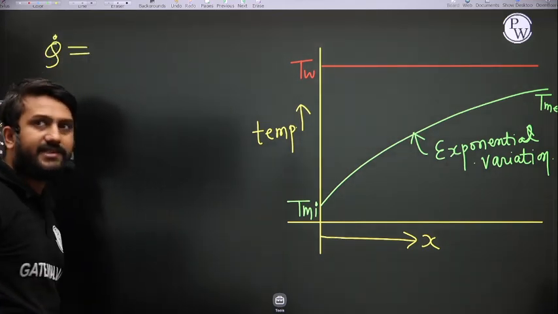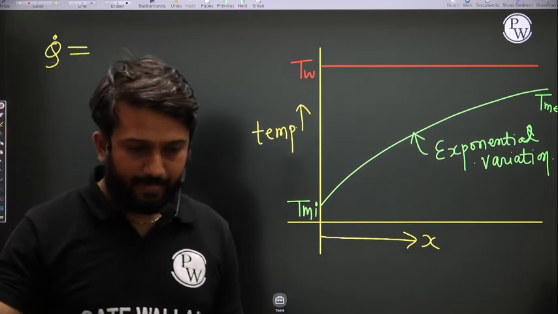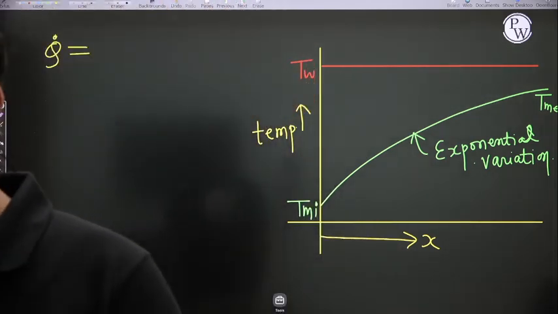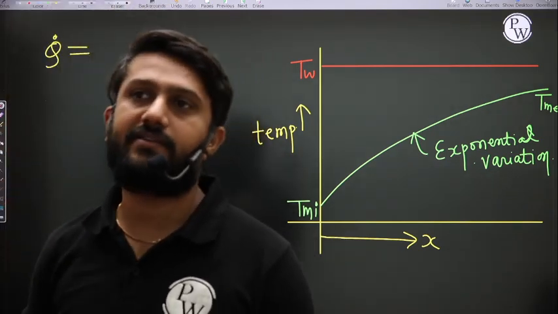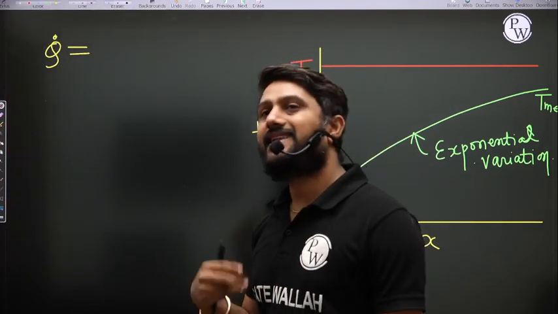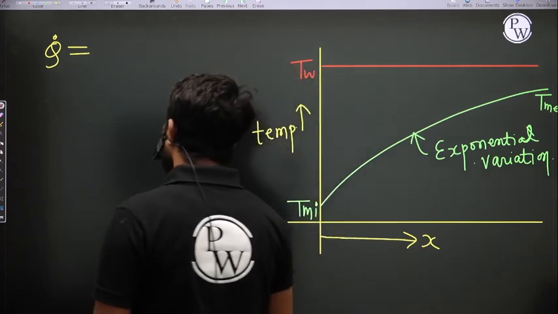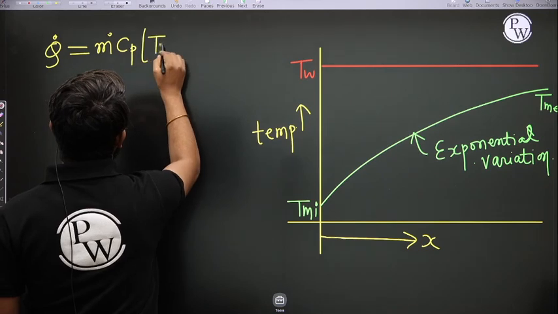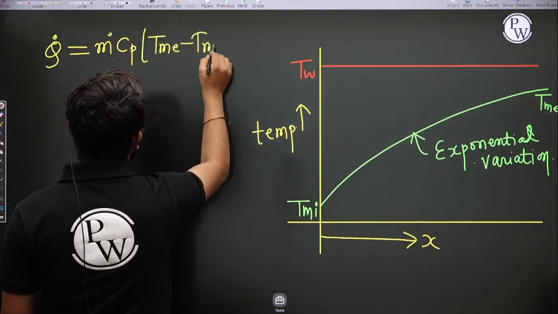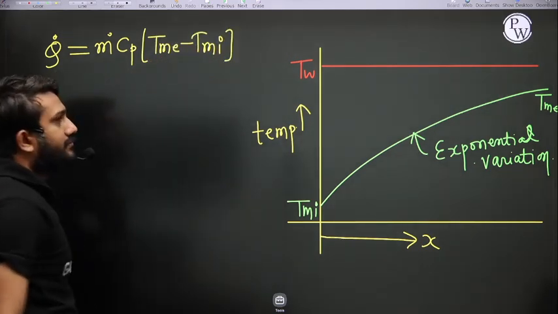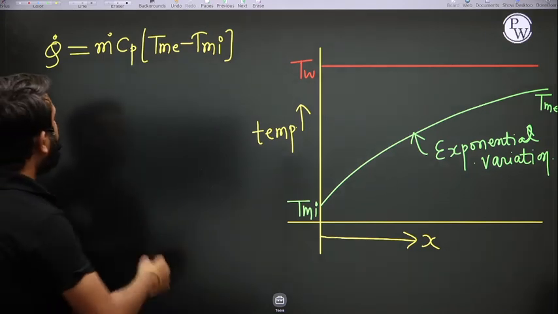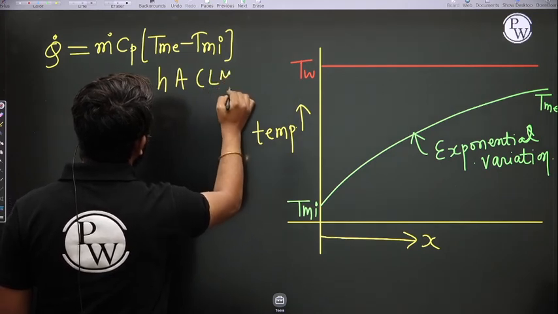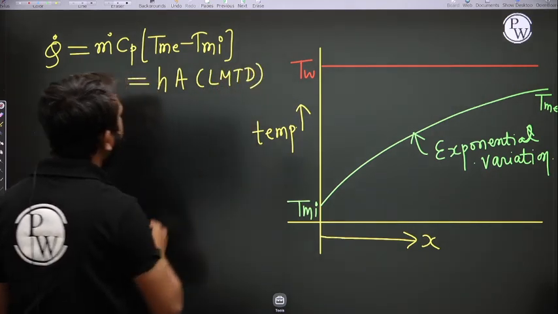So simply you can say that Q dot from pipe inlet to pipe exit, what is the total rate of heat transfer? So simply I can say this total rate of heat transfer is equal to the increase in enthalpy rate of the fluid, and simply I write m dot Cp, and this is Tm exit minus Tm inlet. Is it fine? This is also equal to H into A into LMTD.